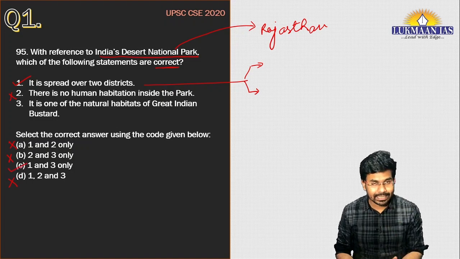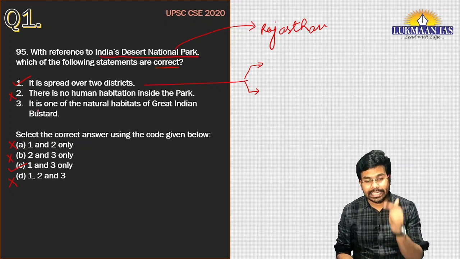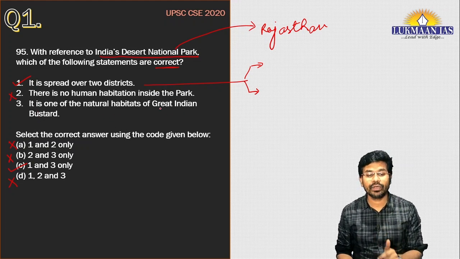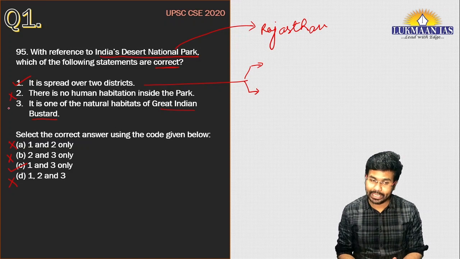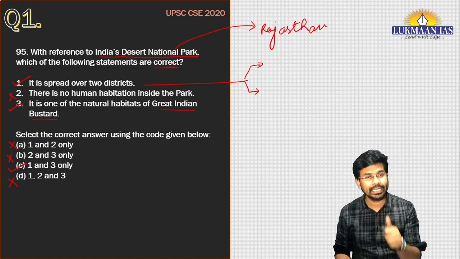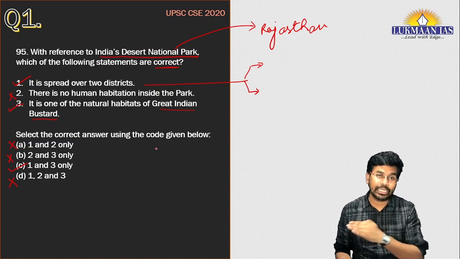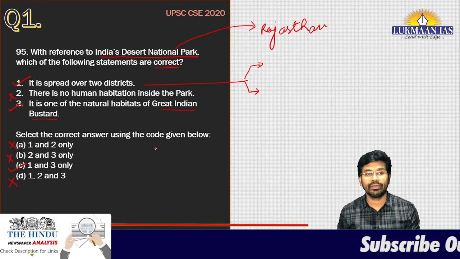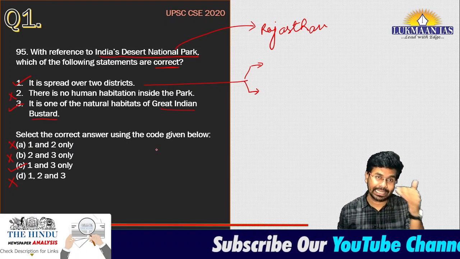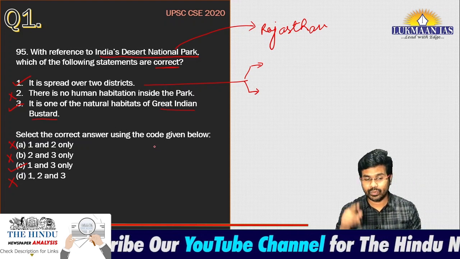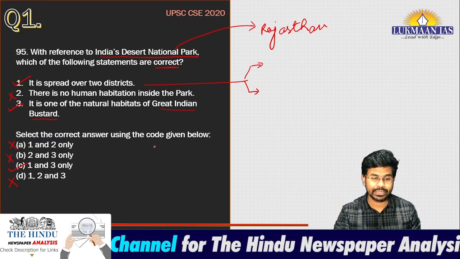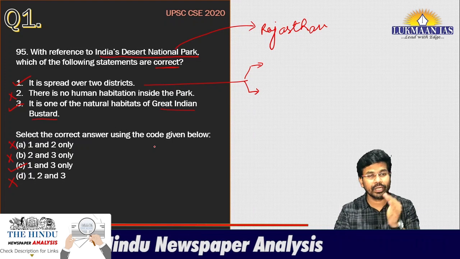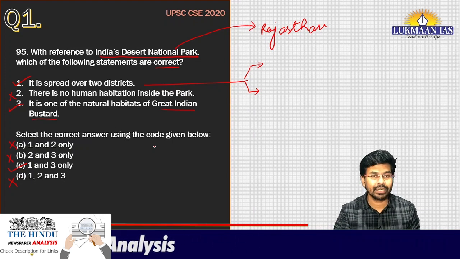Now let us read the third statement, which says it is one of the natural habitats of Great Indian Bustard. You might be knowing that in the year 2020, the Great Indian Bustard was in the news widely because it was made a mascot for the Bonn Convention, that was held in India. So that's why the correct answer for this question is option C. But apart from this, we are going to see some more information related to this question.